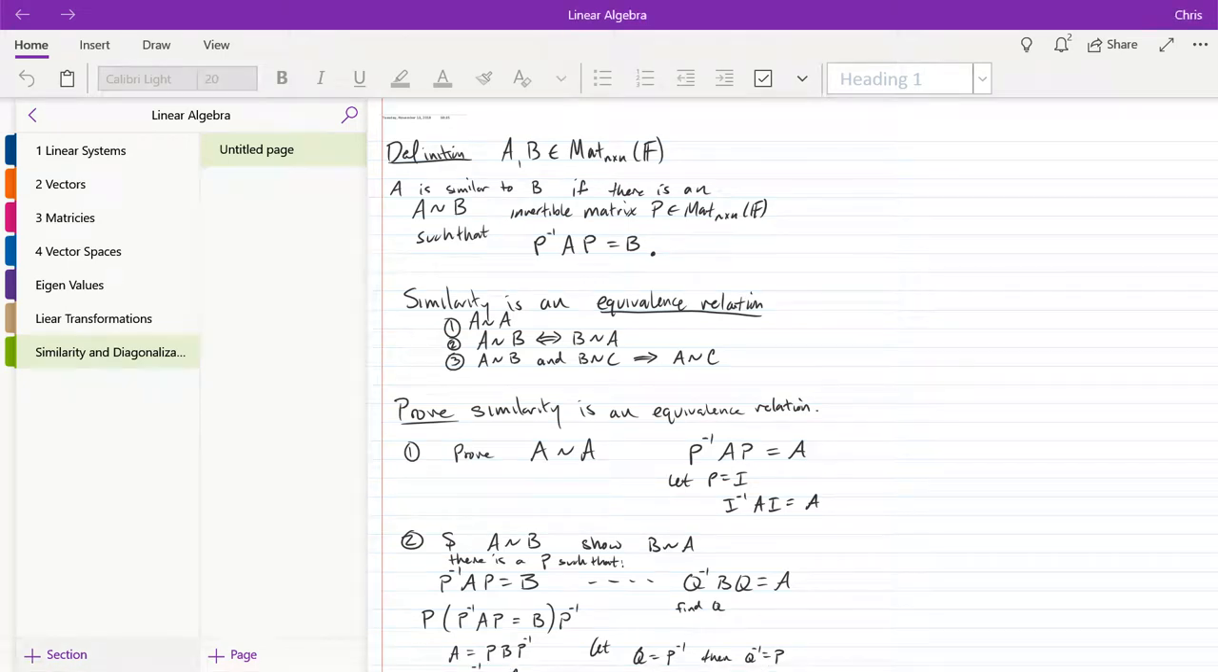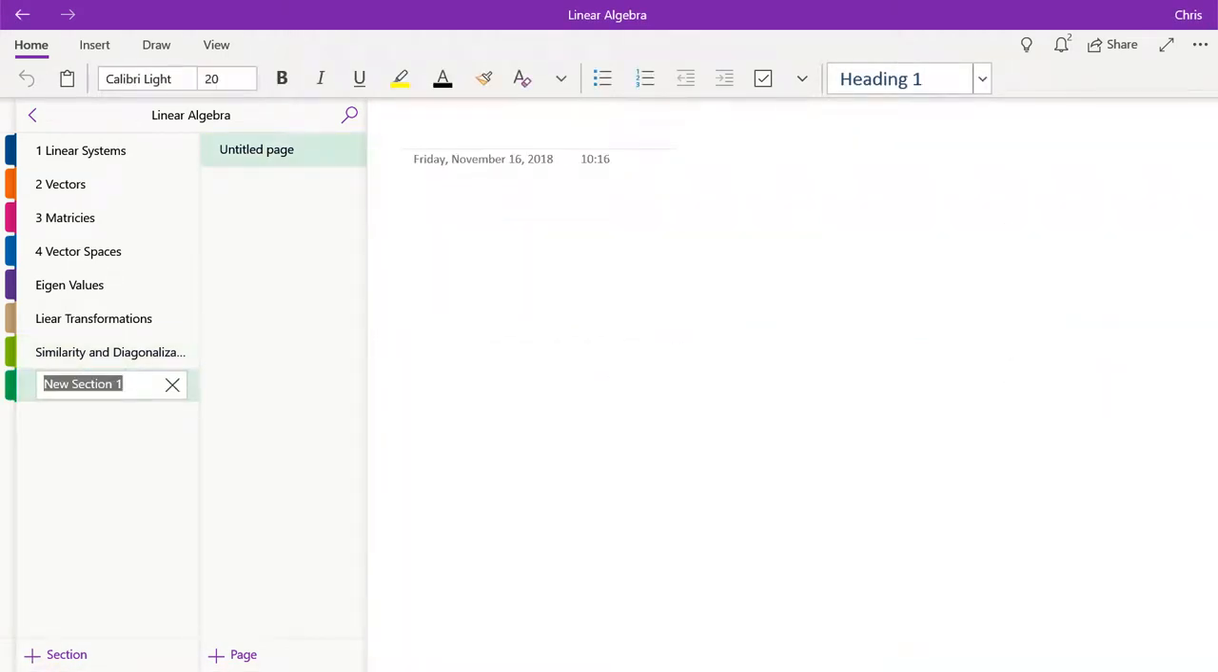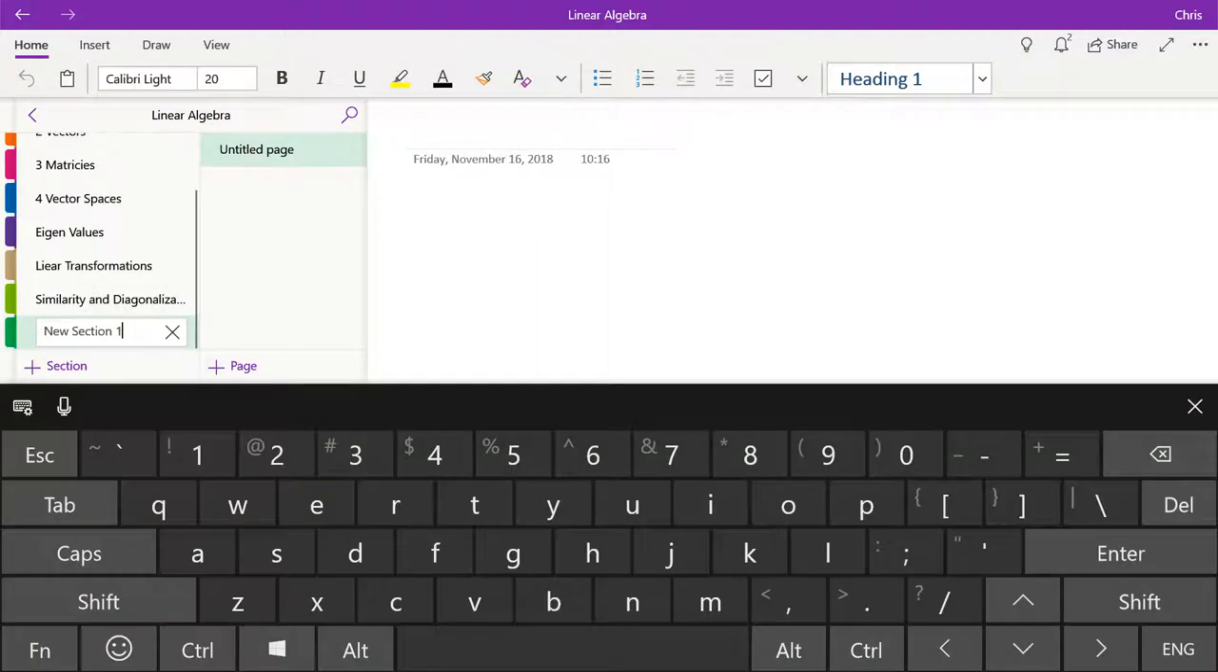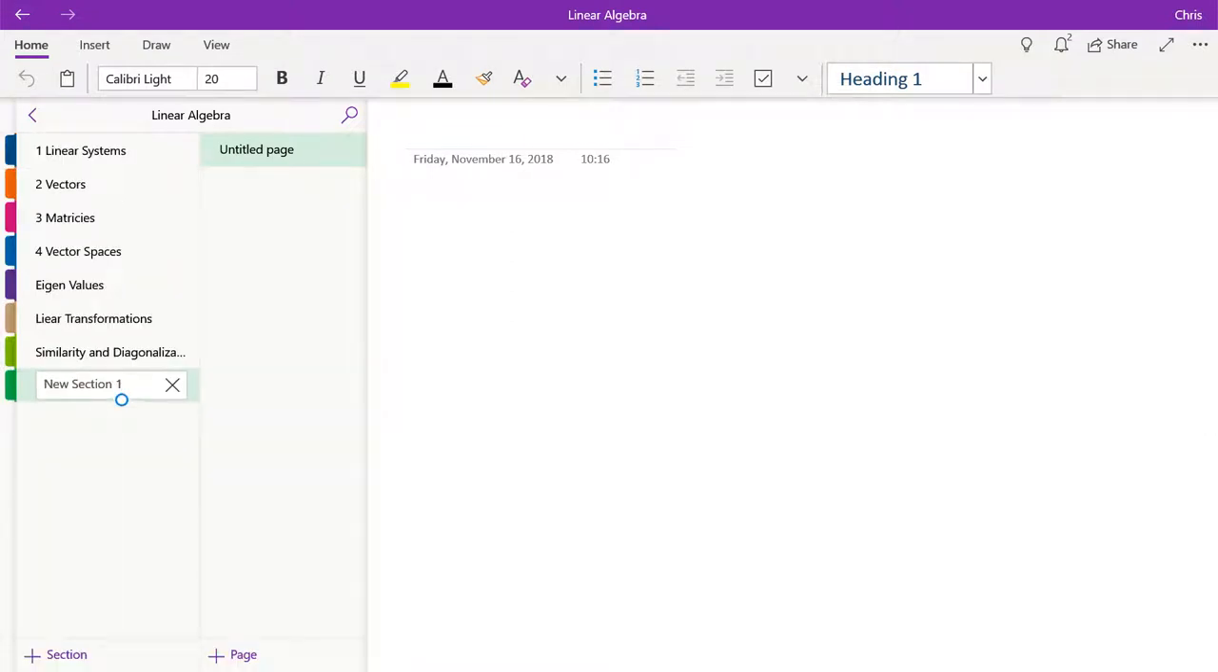So I'm going to make a new section for homeworks. All right, homeworks or exercises. All right, I guess it's going to be called new section then.